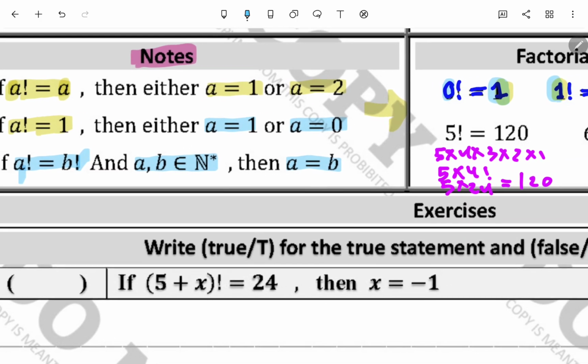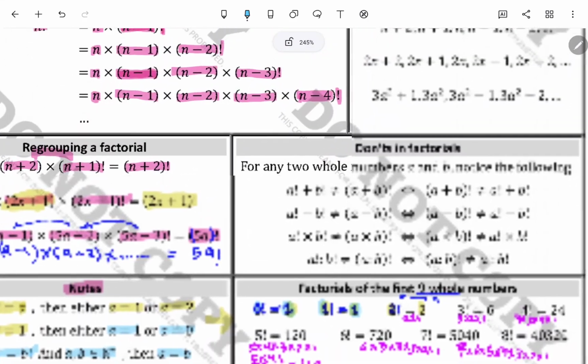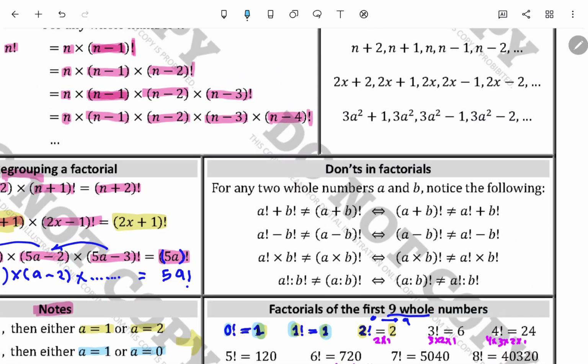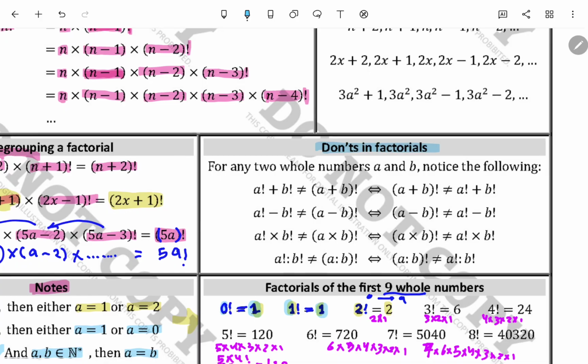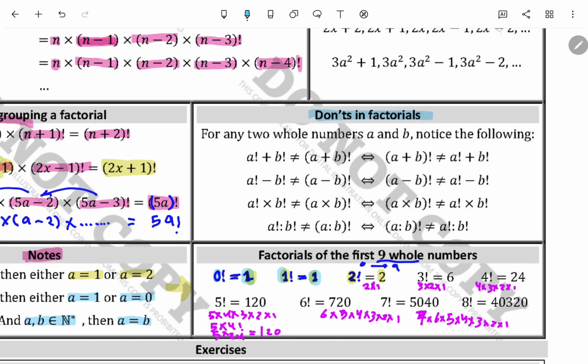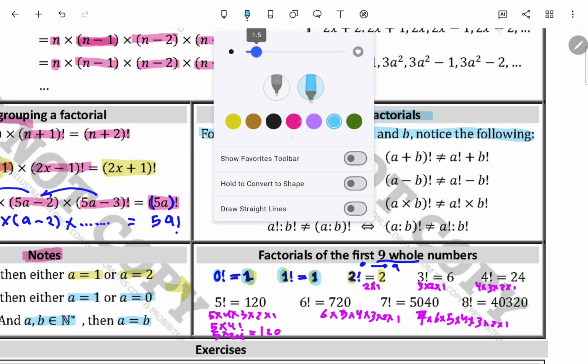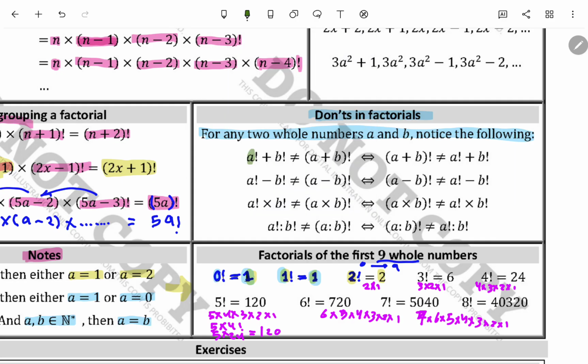Now we are going to go to the next table, which is this one. Here, don't do this in factorials. We can say that for any two whole numbers a and b, notice the following. If we have, for example, a factorial added to b factorial, it won't be equal to the factorial of their sum. Let me give you numbers.